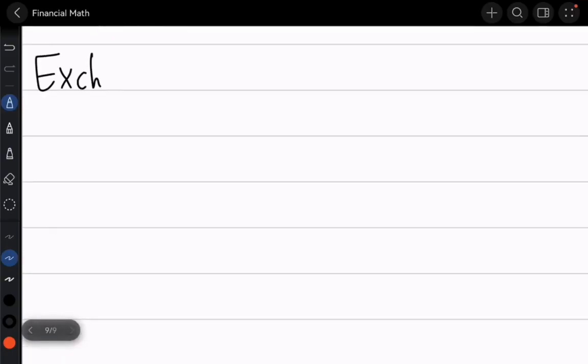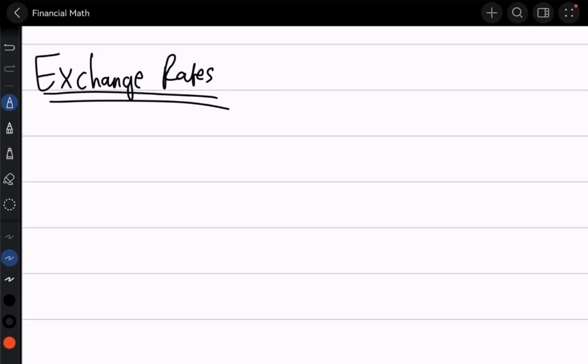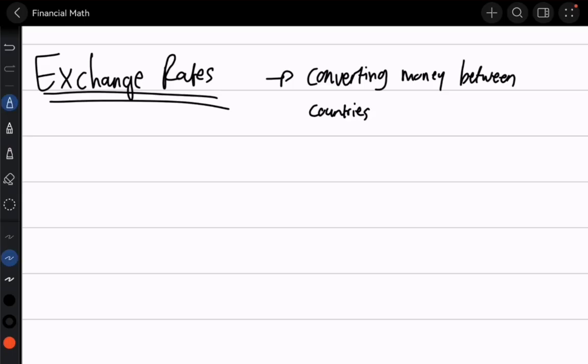Then we have exchange rates. When we're talking about exchange rates, we're talking about how we convert money between countries. So you're here in South Africa, for example, you go over to the States, now you have to take your 10,000 rand and convert it to dollars. You'll probably even have less money when you get there. That's exchange rates. It's knowing how much money you have when you get to another country. If people from America or places where they use dollars come to South Africa, they'll have more money because the dollar is worth more than the rand.